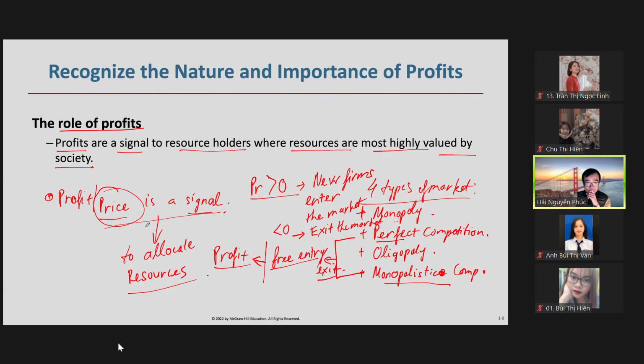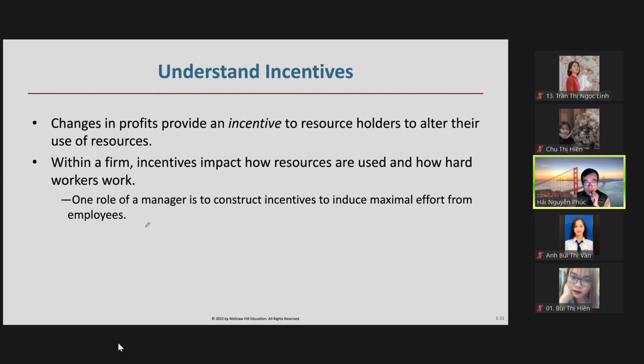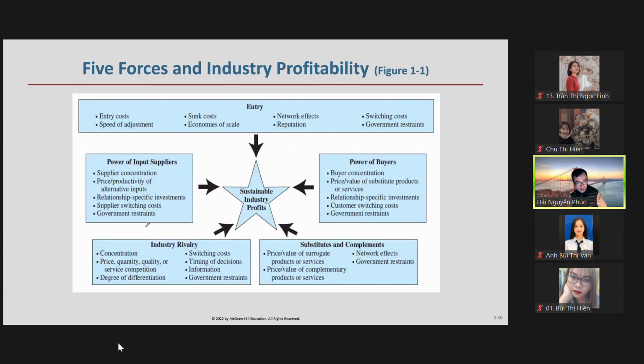Right. So next point. Here's the slide, and on this slide you can see that it is a 5-force framework, and it tells us about the groups of factors that affect the industry profitability. So at the center you can see that it is the industry's profit, and there are 5 groups of factors that affect the profit.